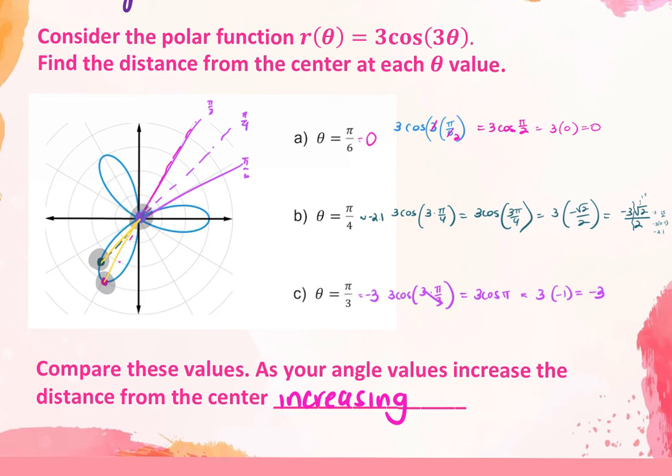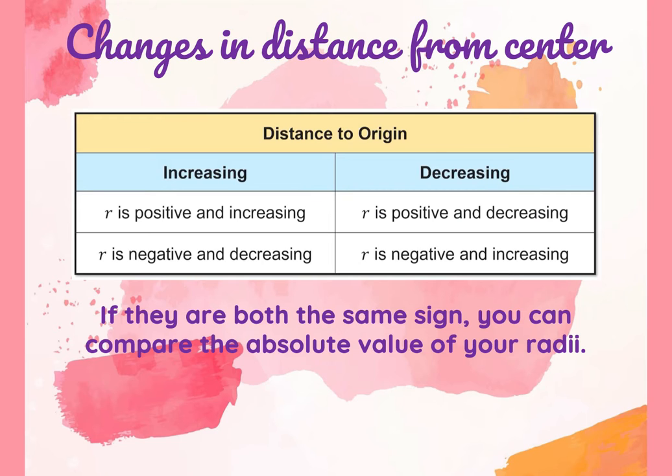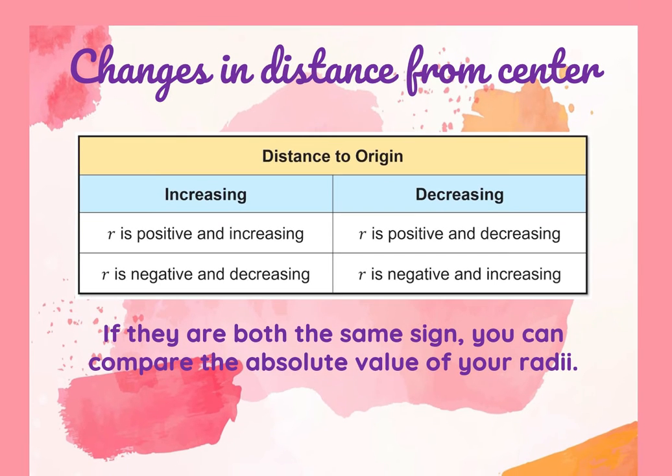And this is where it gets super confusing, because it's going to ask you, are the points increasing and decreasing, or is it the distance from the center increasing and decreasing? And those are two different things, okay, because the signs change. All right, and that's what this is. So, changes in the distance from the center.